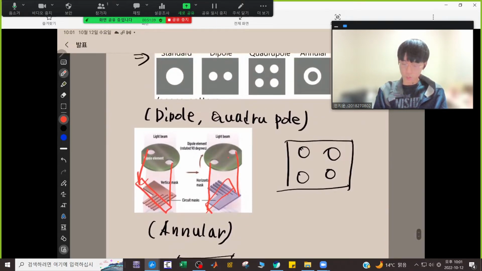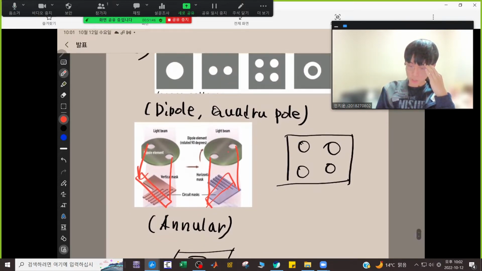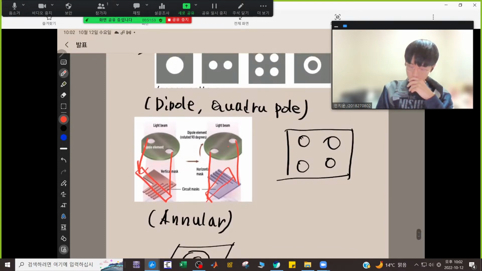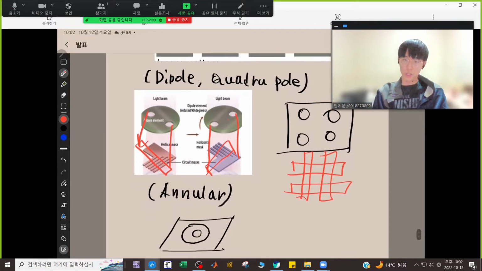And this quadrupole is selected for line type of mask because this aperture has vertical and horizontal exposed line regions. So you can use all types of line pattern mask.